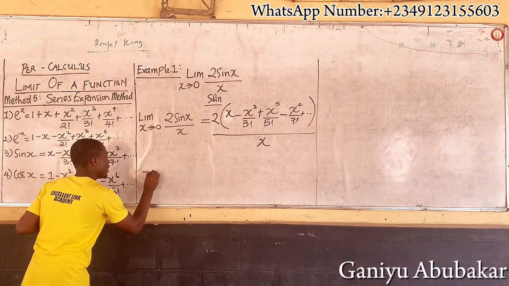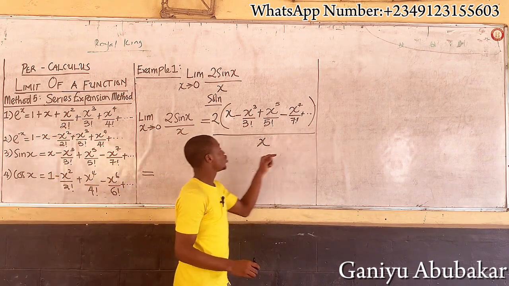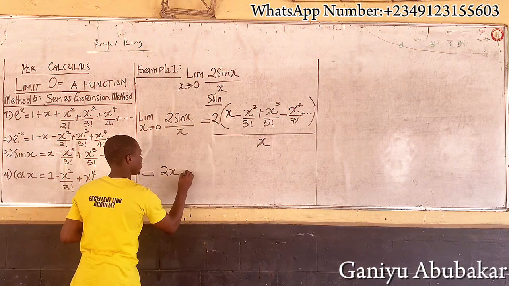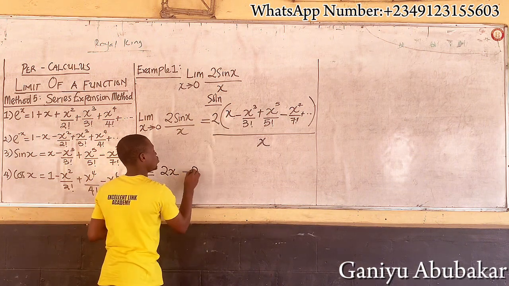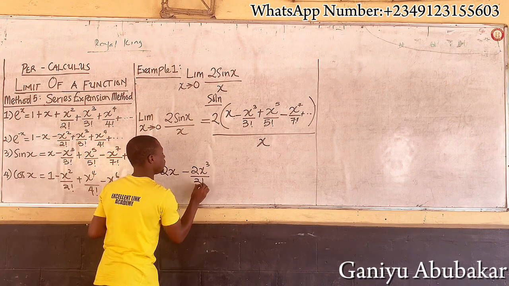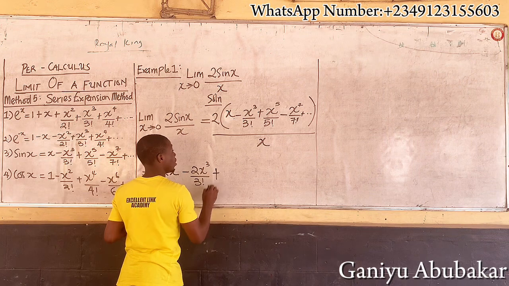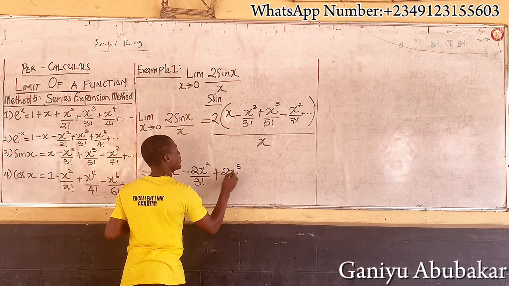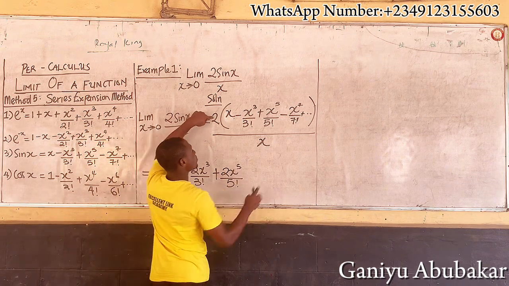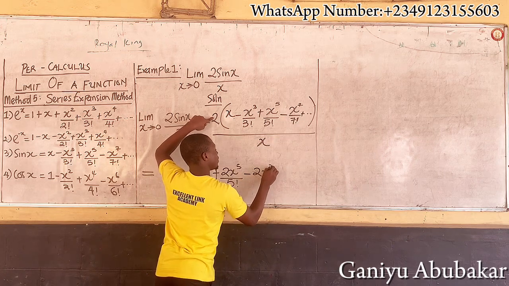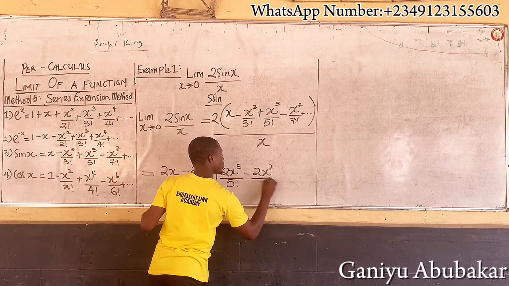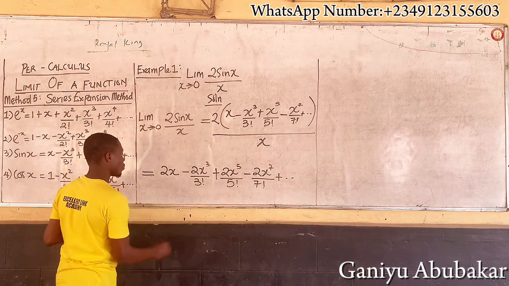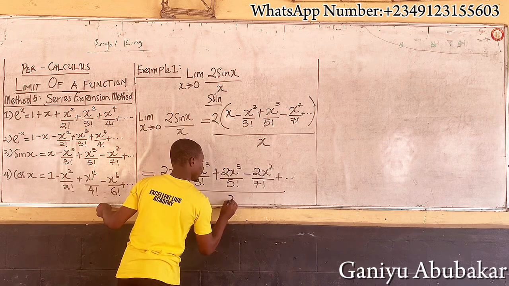At this point, my next task is to expand this. So 2 times x, of course, gives 2x, minus 2 times x cubed over 3 factorial, that gives 2x cubed over 3 factorial, plus 2 times x to the power 5 over 5 factorial, I will have 2x to the power 5 over 5 factorial. 2 times x to the power 7 will be minus 2x to the power 7 over 7 factorial, then plus, it continues in that pattern. So all over, I'm having x.